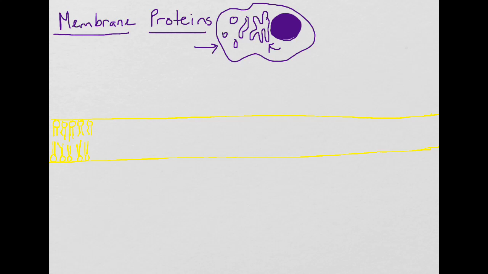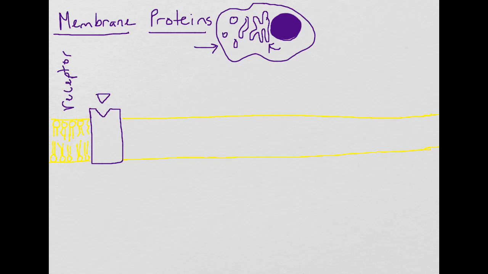Okay, so now we're going to look at membrane proteins and their jobs. All of these are jobs membrane proteins could do. We're going to start with a receptor protein. So a receptor would look like this. There are lots of different shapes, but this is how my receptor is going to look. It's going to have a very specific shape. Notice that triangle there.